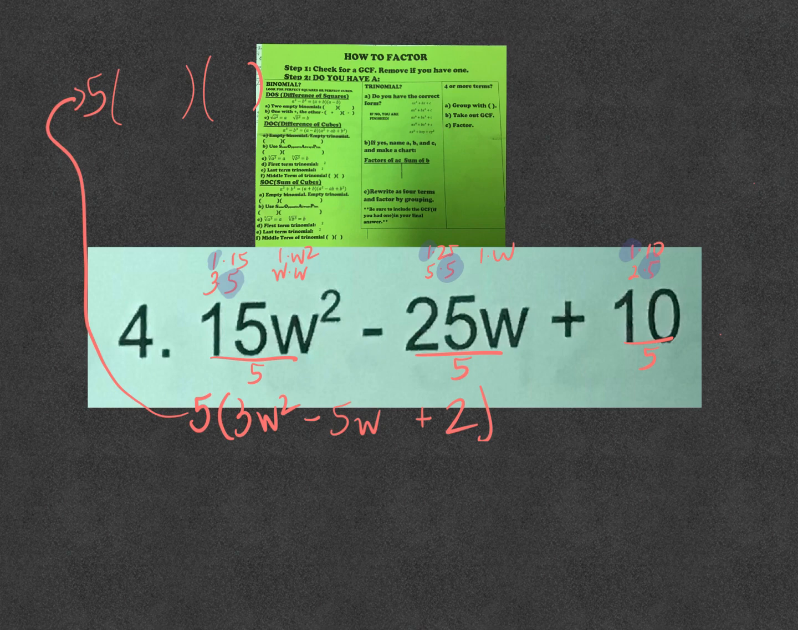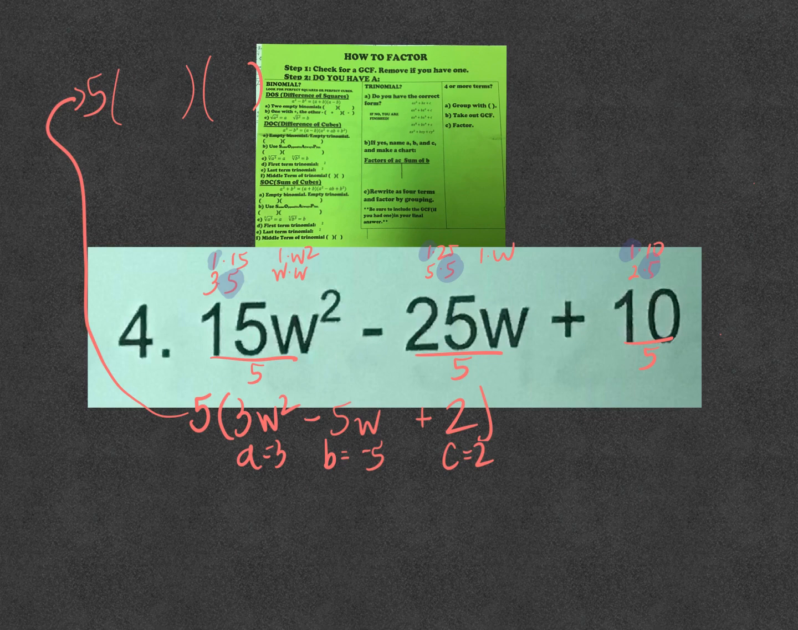Now on to step 2. I've already answered this question: is this a binomial, trinomial, or 4 or more terms? It has a minus sign and a plus sign that separates 3 terms, so it's a trinomial. Is it in the correct form? Yes, I have w squared and w to the first power. And so now I'm going to name A, B, and C. A is 3, B is negative 5, C is 2.